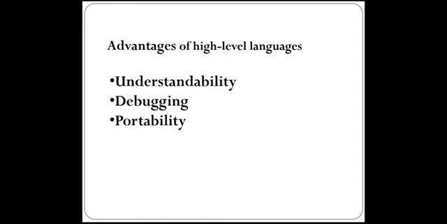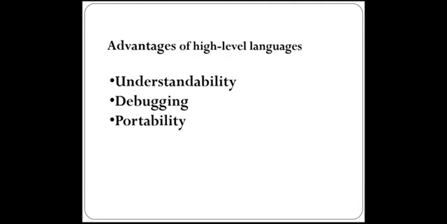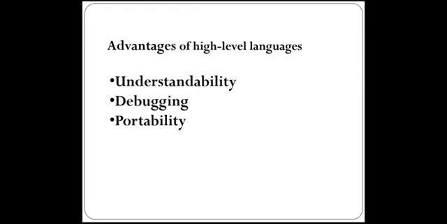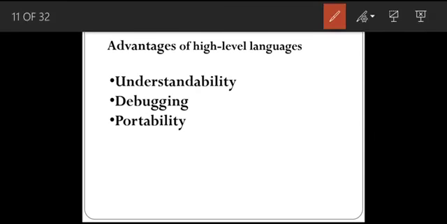Now we will study high-level languages. High-level languages are those in which programs are written using English-like words and mathematical symbols. It is easier for programmers to learn high-level languages such as Python, Java, C, or C++. There are certain advantages of high-level languages. First advantage is understandability. Programs written in these languages are easier to read and understand than those in low-level languages.